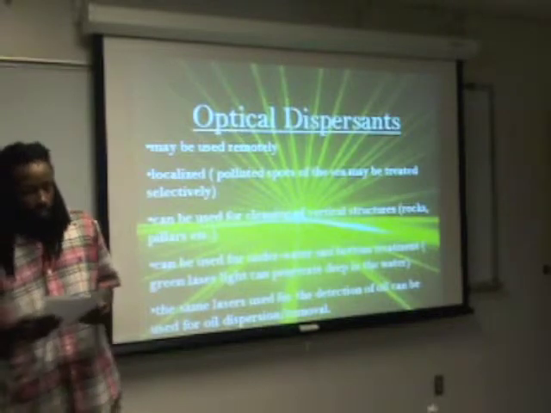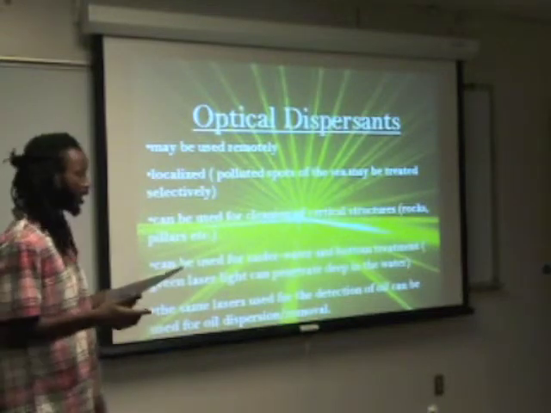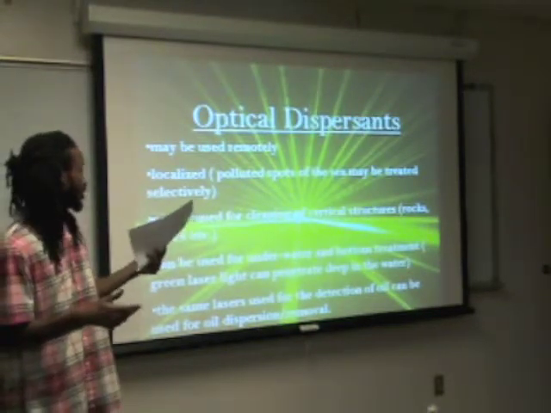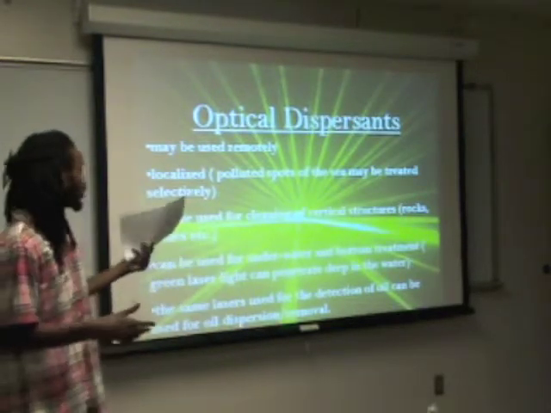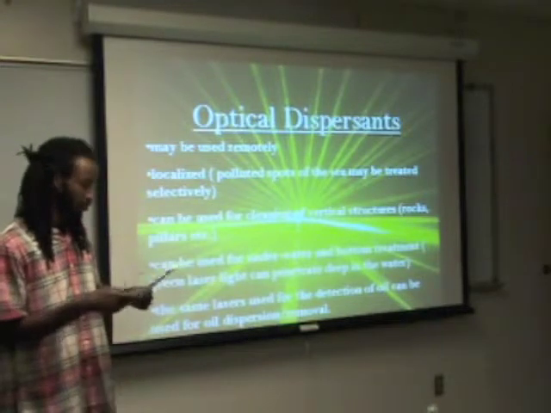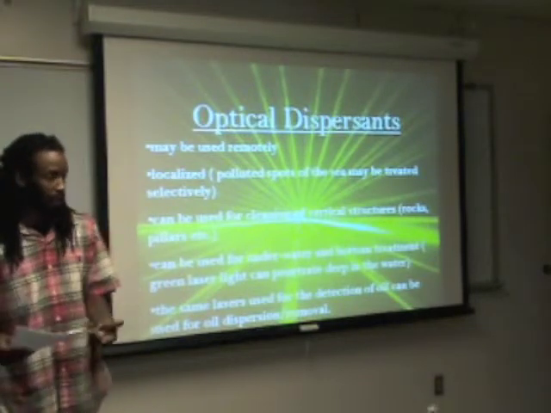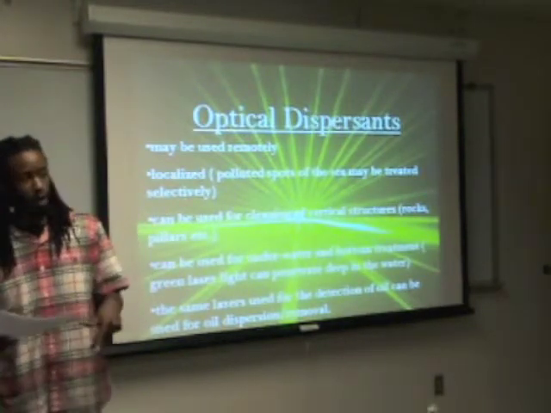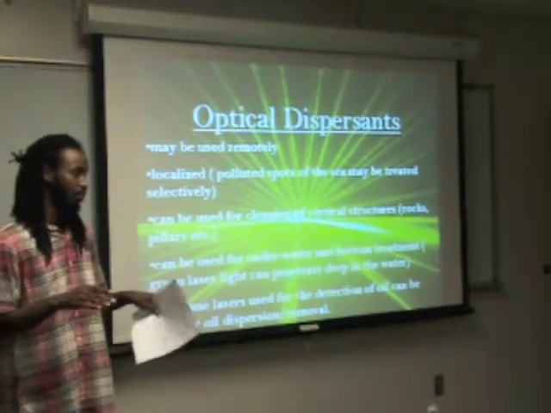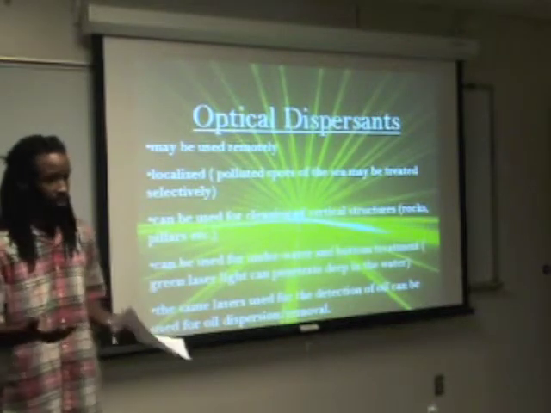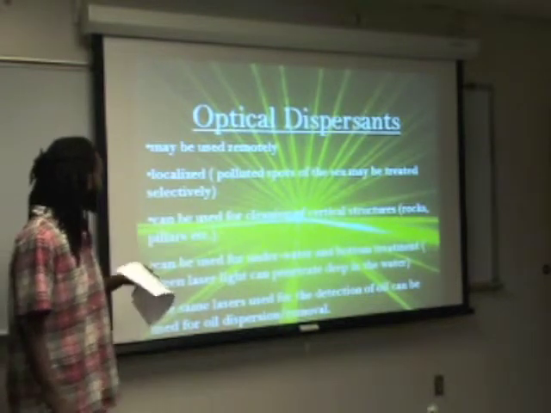Optical dispersants offer many potential benefits, and that's basically why we're doing the research. They may be used remotely, whereas, as you've seen in my other slides, the chemical dispersants have to be used by large, gigantic planes or big boats with a lot of people, and optical dispersants can be used from a control room. They're localized, so we can target specific oil spots, and we can even penetrate deep into the water with higher intensity lasers, where chemical dispersants usually break the oil up from the surface, but as it gets emulsified and the viscosity increases, the power of the chemical dispersant wears off, where you can't really wear off the power of a laser.